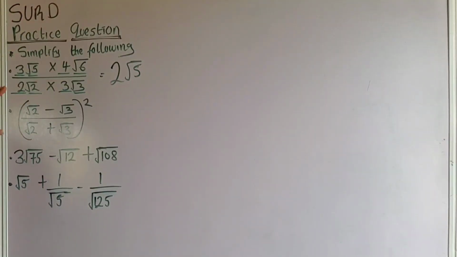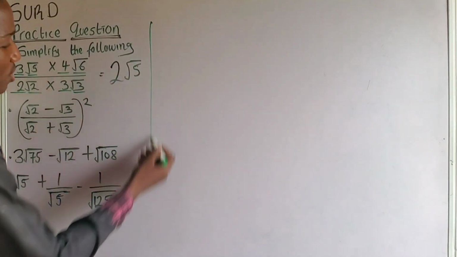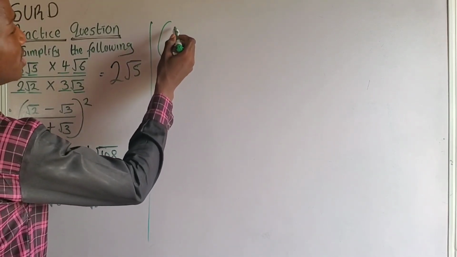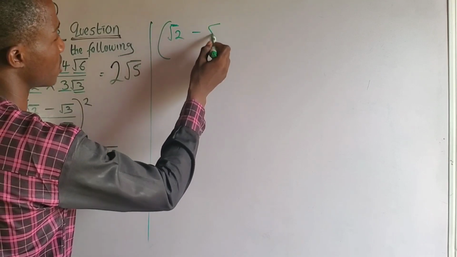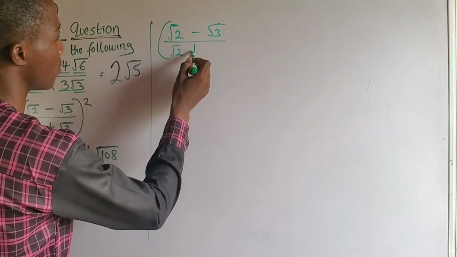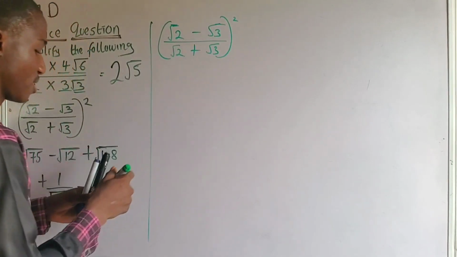Okay, let's proceed to the next question. We have root 2 minus root 3 all over root 2 plus root 3 squared. We are asked to simplify this. Okay? To simplify this question, let us first deal with the squared, okay? Let's deal with the square first. Root 2 minus root 3 all over root 2 plus root 3. Then we have square here.